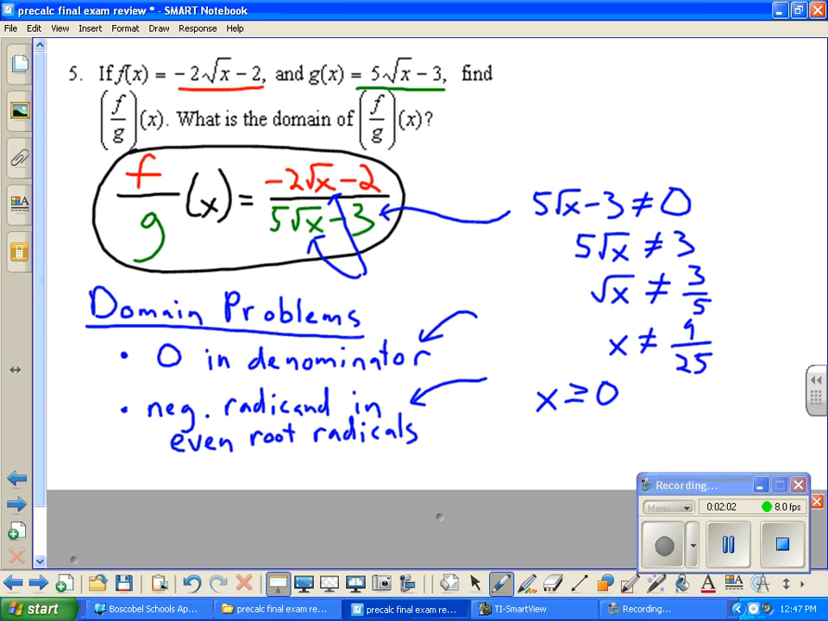So I have domain problems here and here, which means my domain is going to be all real numbers except x cannot equal 9/25 and x must be greater than or equal to 0.